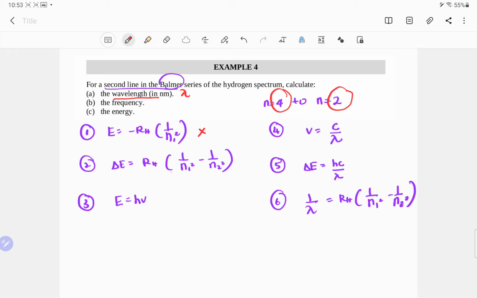Formula number 2 has n but it is E. Formula number 3 has no n. Formula number 4 has no n. Formula number 5 has no n. So formula number 6 has n and also has lambda. So the right formula chosen for this question is formula number 6.